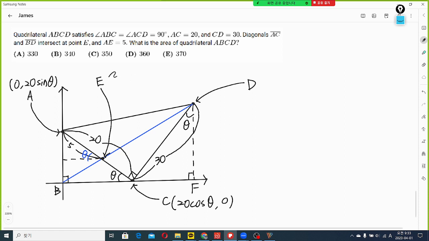So the coordinates for E are 5 times cosine of theta, and if we subtract 5 sine theta from 20 sine theta, 15 sine theta is the y coordinate. And the coordinates for D are: we can add the 20 cosine theta and 30 sine theta for the x coordinate. And the y coordinate is 30 times cosine of theta.